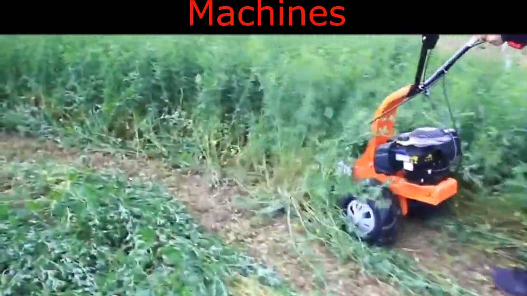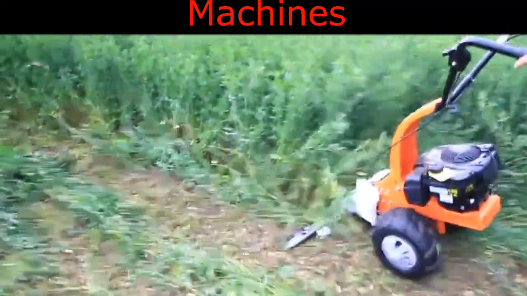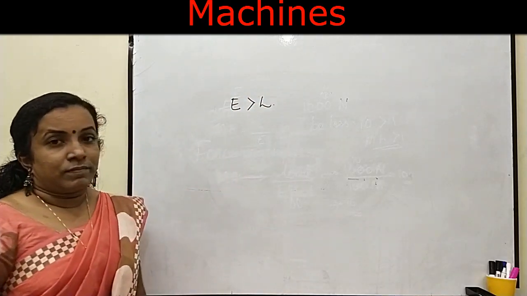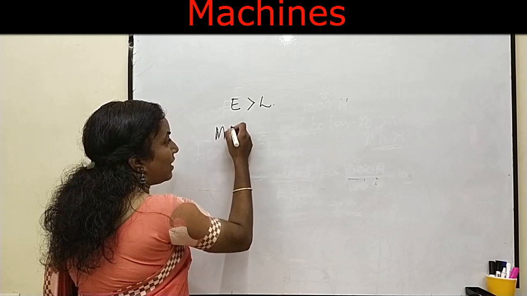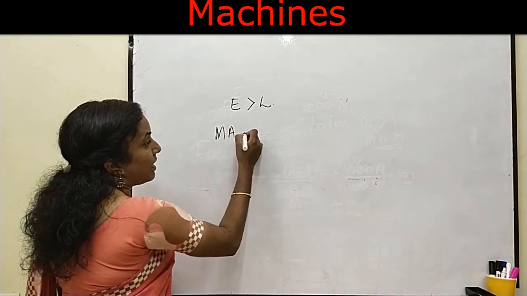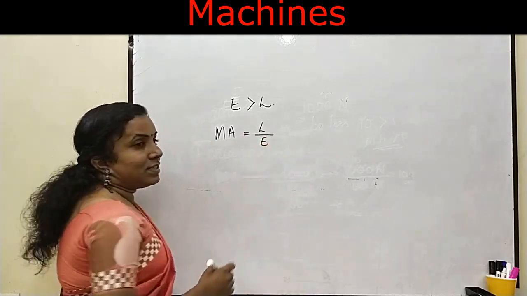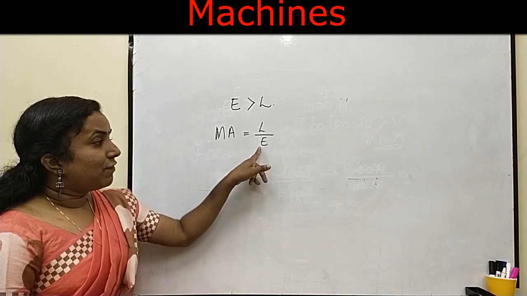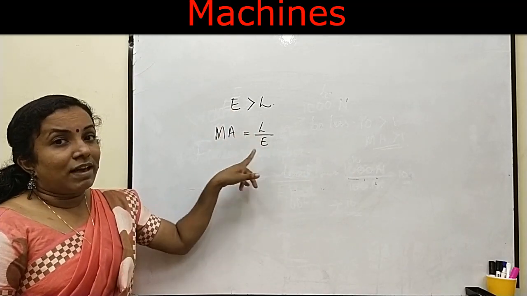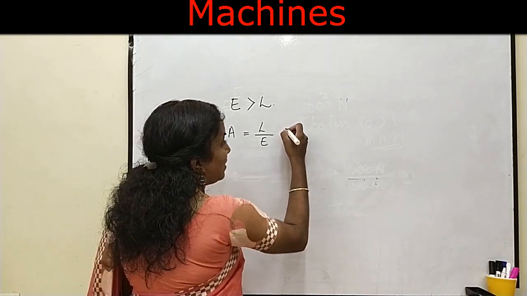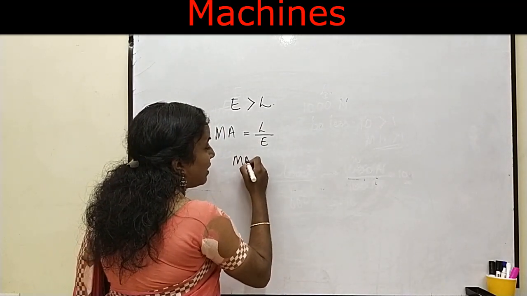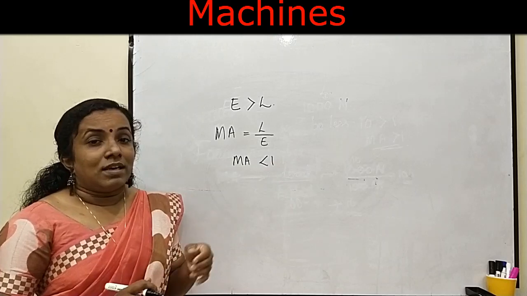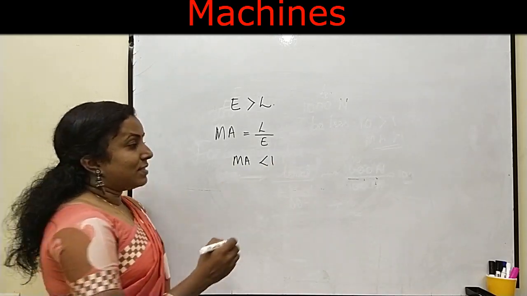Now, in this case, we should give much more effort than the load. That is, effort will be greater than load. And what will be the mechanical advantage in this case? See, mechanical advantage is load by effort, is it? Effort is in the denominator and effort is the larger value. So a larger value comes in the denominator and hence mechanical advantage will be less than 1 in this case. So in the case of a speed multiplier, the mechanical advantage will be less than 1.